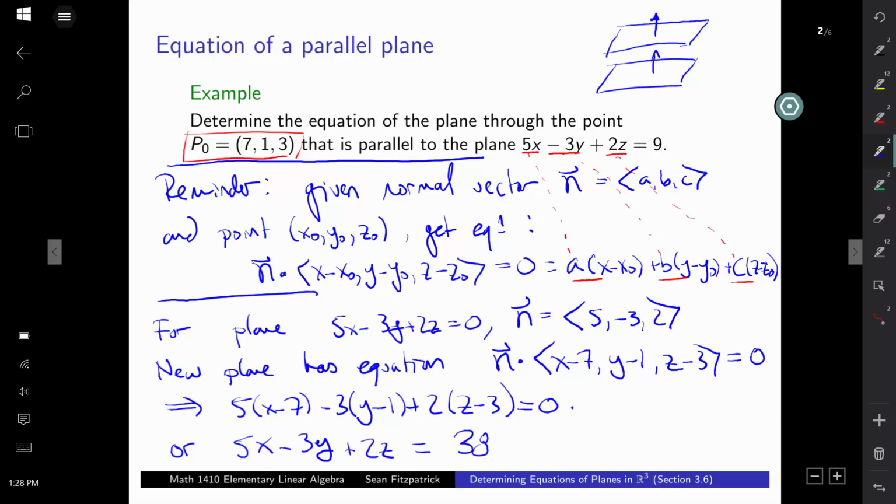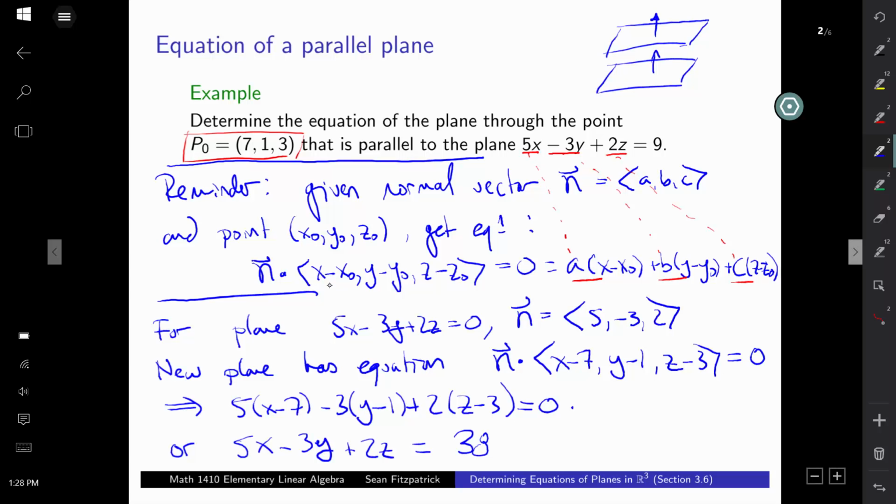Okay, so notice that the left-hand side is the same as it was for the parallel plane. What changes is the right-hand side. So the point on the plane affects that value that you get on the right-hand side. So we see that showing up here.